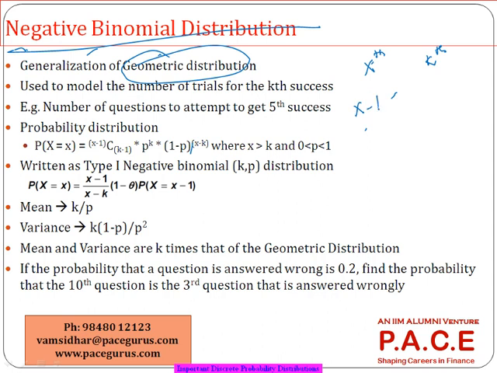In x minus 1 trials, I would definitely have k minus 1 successes only. See, if my 10th attempt, let's say, is my 4th successful attempt, which means in 9 attempts I would have become successful only 3 times, in whatever order, I'm not bothered. I want to see the 10th attempt is my 4th successful attempt. So the other way of putting it is that in the first 9 attempts, he has been successful only 3 times. That should be the case.